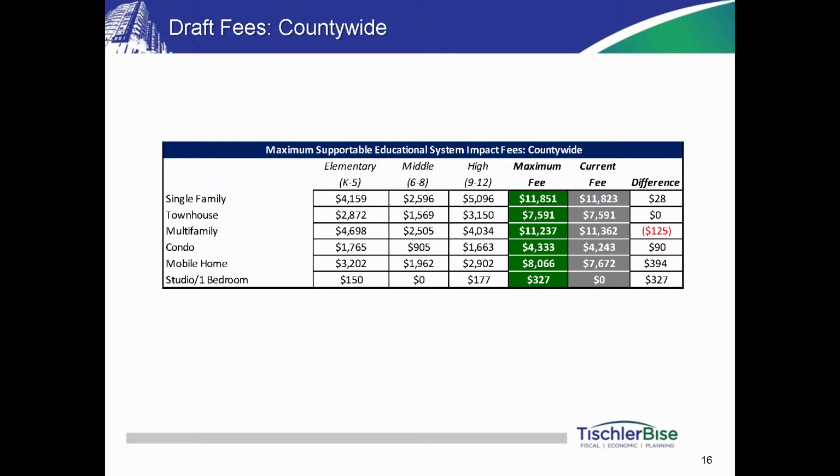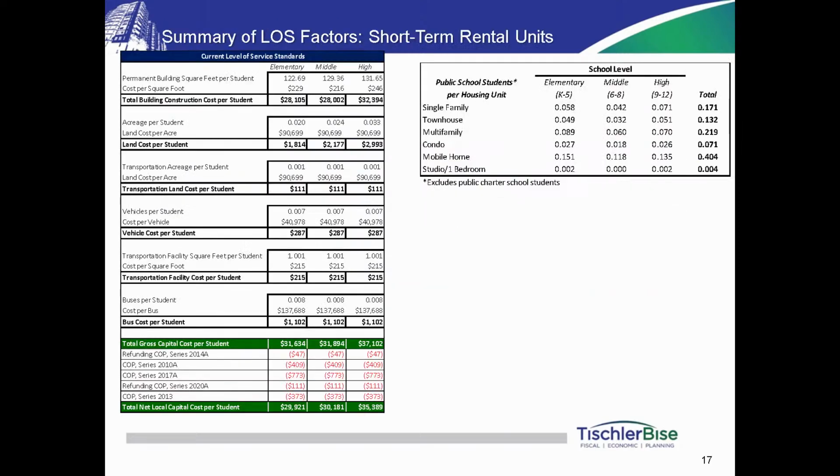So then we move on to the short-term rentals. Same table, basically. Well, we haven't been charging $0. Clarify that. They've been paying multifamily right now, right? Yes. So it's going from $11,000 to $327. Yeah, I wanted to clarify. It's actually going down. Yeah.